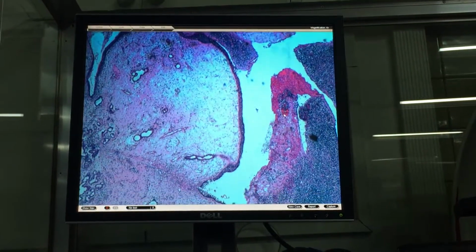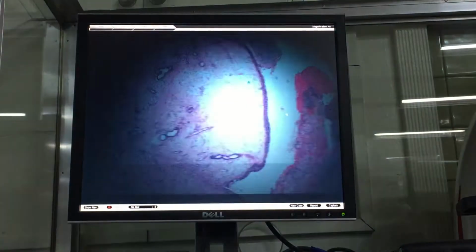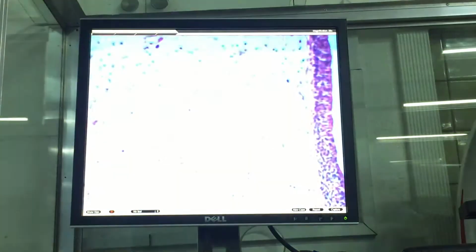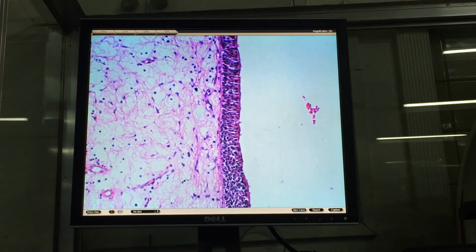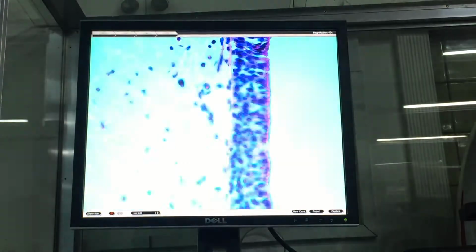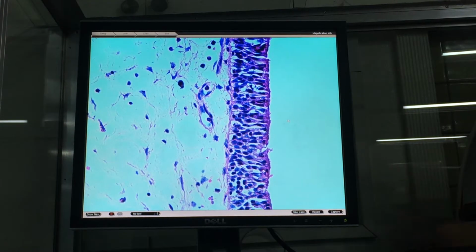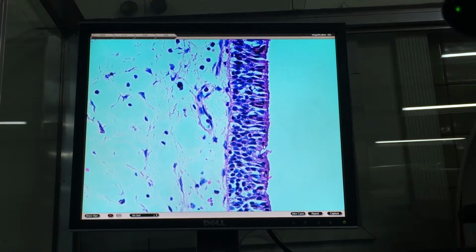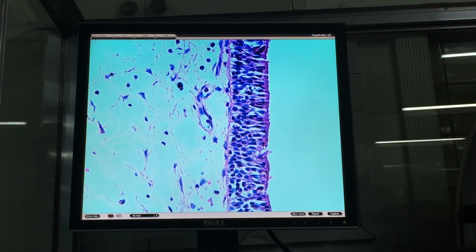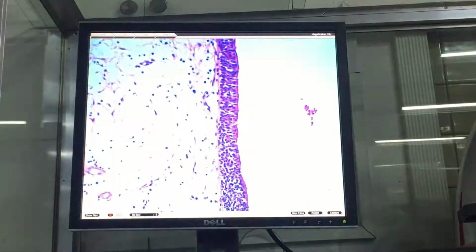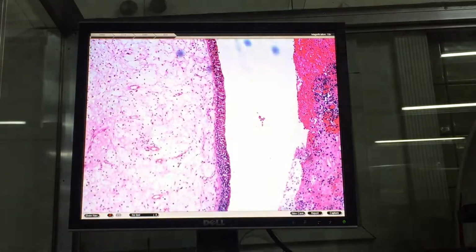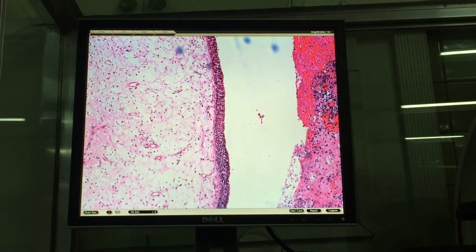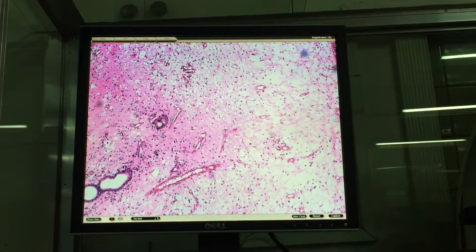Okay, what is the lining epithelium here? Pseudostratified columnar epithelium with cilia. Low power magnification. See the stroma? Where did you see this? You saw this earlier. See the mucoid, myxoid stroma.